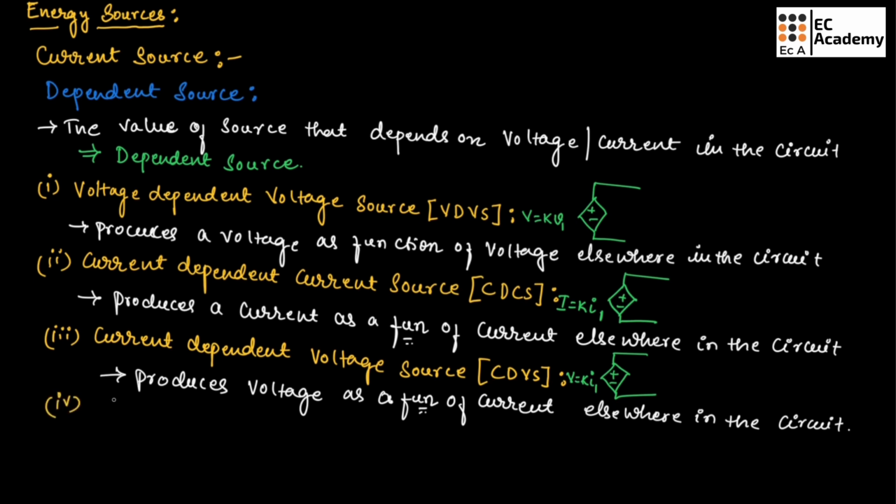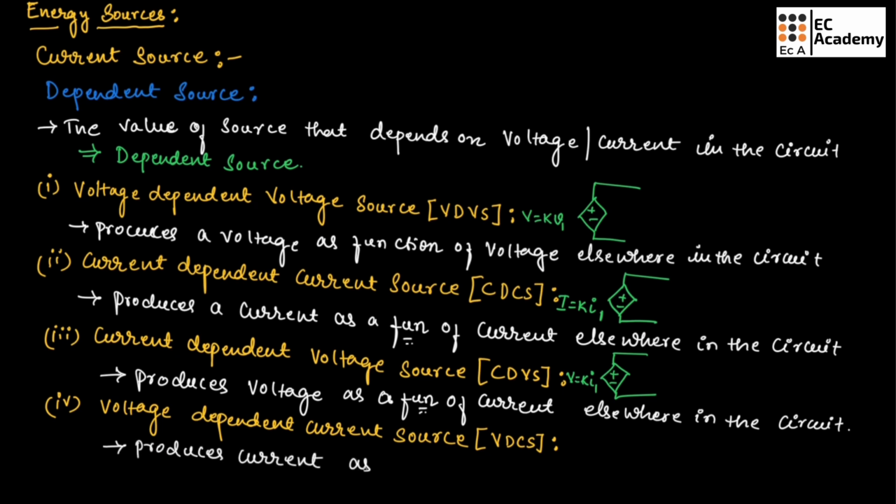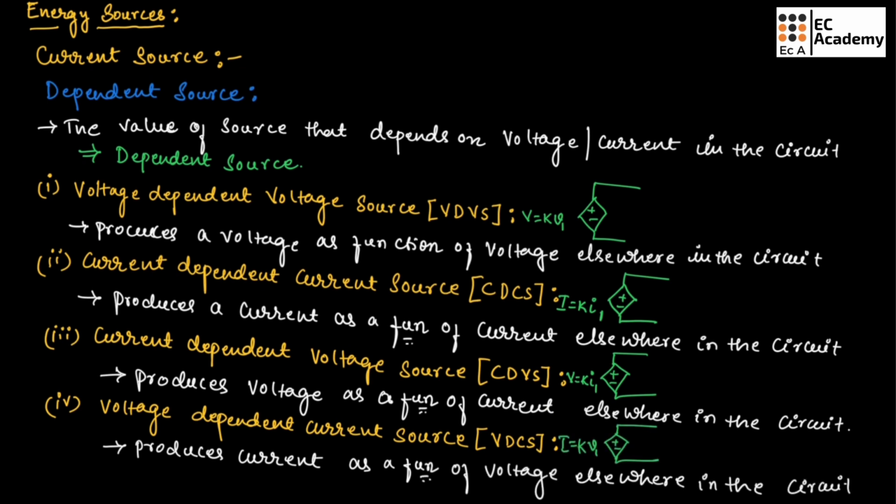Next is voltage dependent current source. The voltage dependent current source produces the current as a function of voltage that is present elsewhere in the circuit. So here the current is dependent on voltage Vi. That's why it is known as the voltage dependent current source.